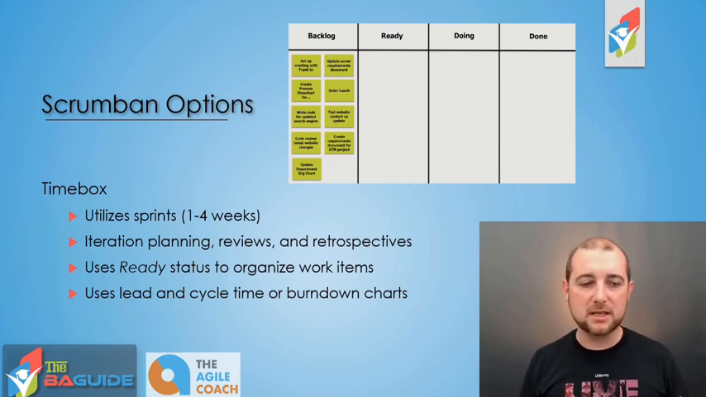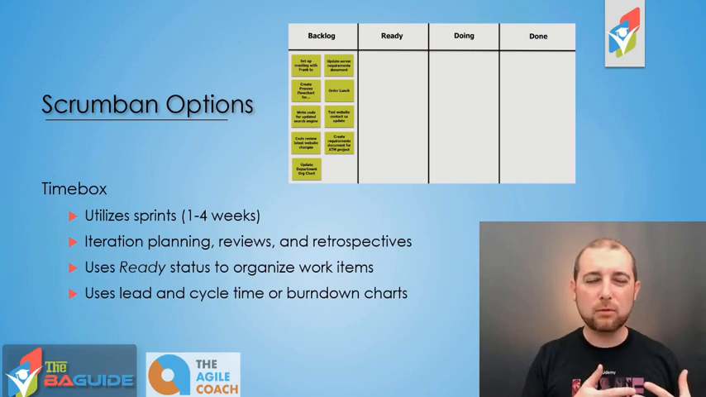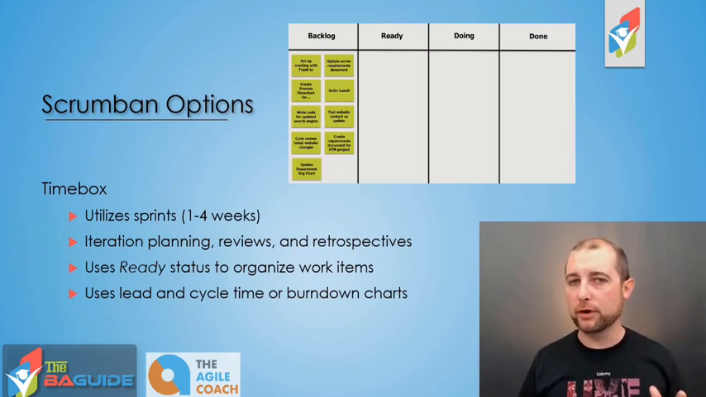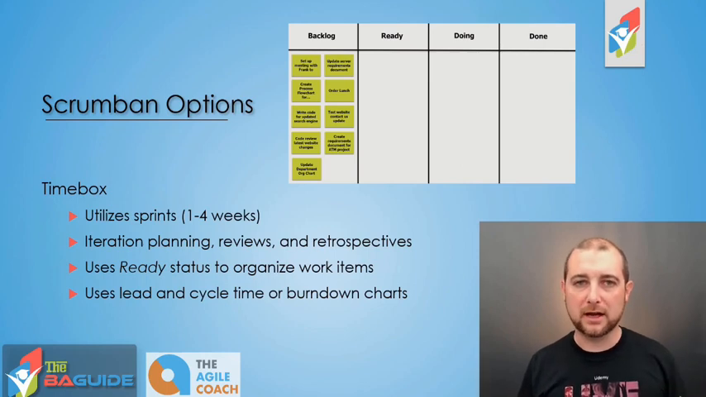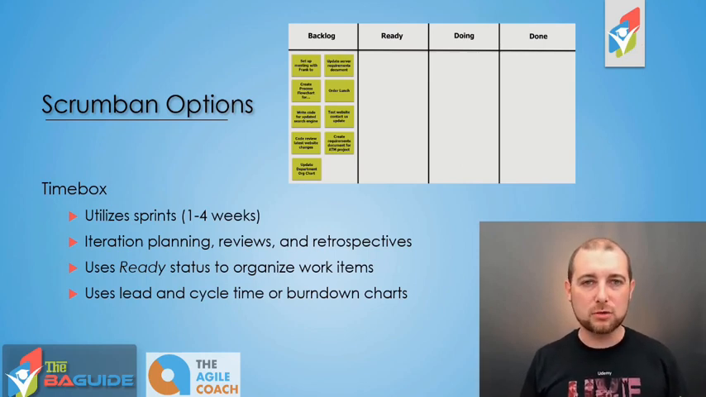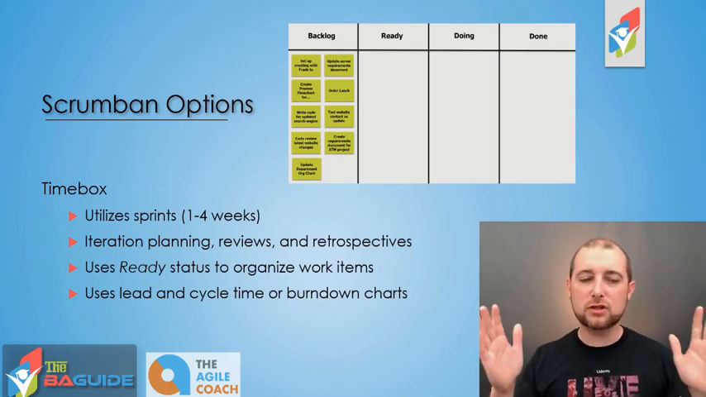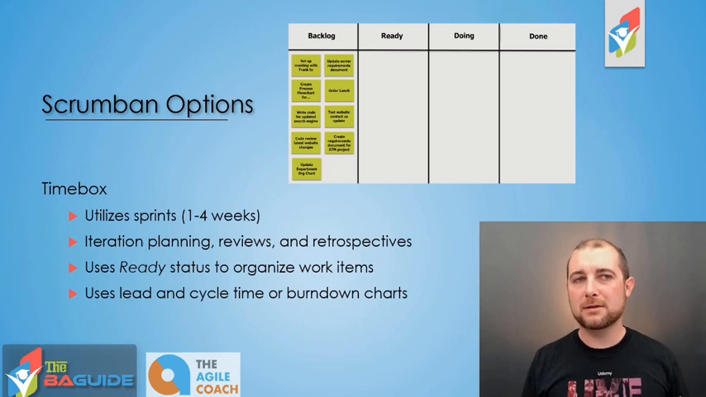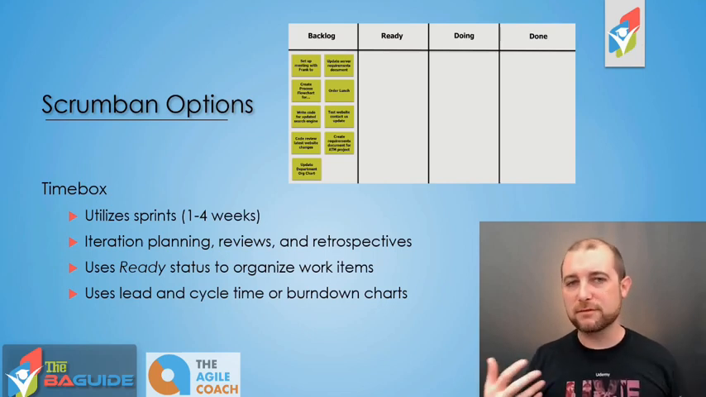So most of them that I see still utilize that lead and cycle time as their key metric, because that really gives you a good idea of the flow and it helps to identify those bottlenecks. I have seen some using burn down charts for this. I wouldn't recommend it as much, just because even if you're doing a Timebox Scrumban, you're still trying to keep this as fluid as possible.